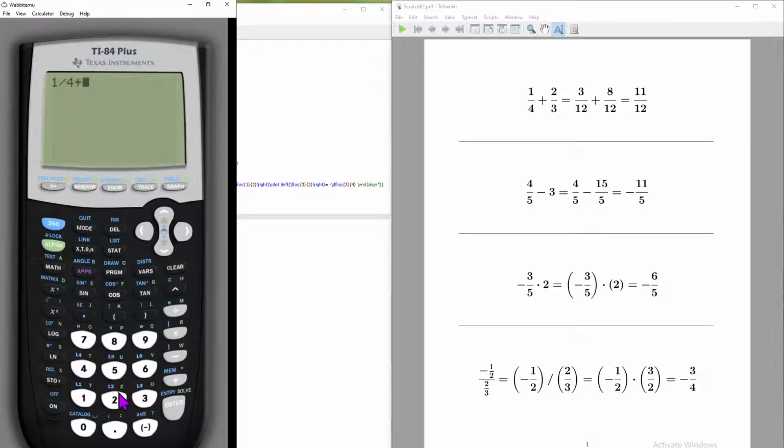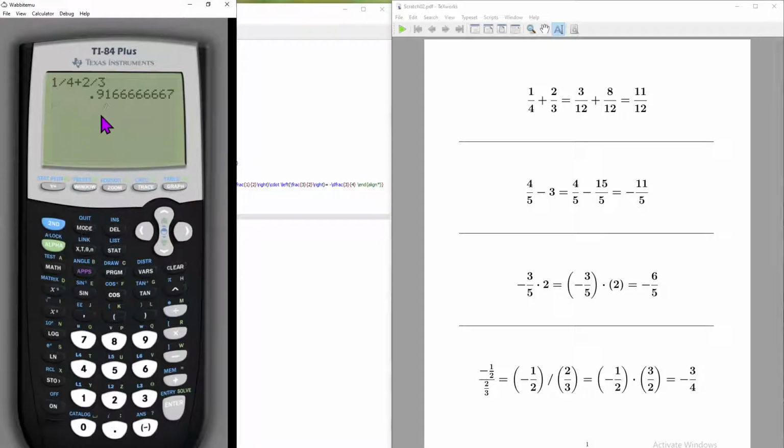1/4 and plus 2/3. Because in the standard order of operations division goes before addition, the calculator understands that this 1/4 should go together and this 2/3 should go together, so we don't really need parentheses here. Then I just do the calculation, press enter, and it gives the answer in decimal form.